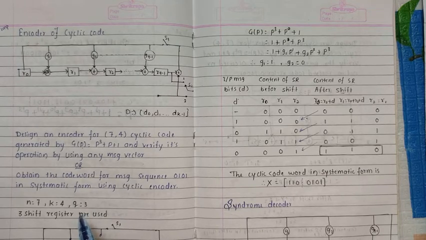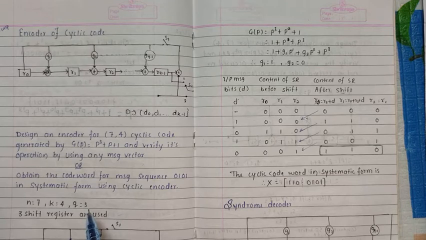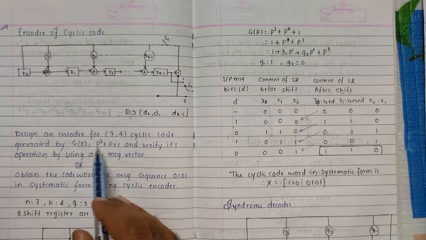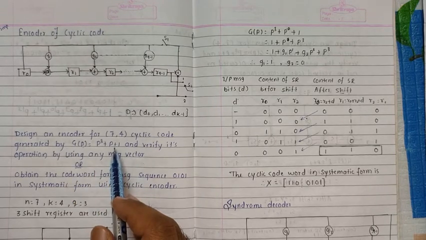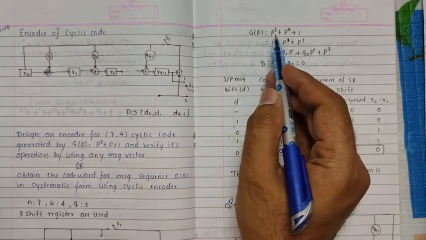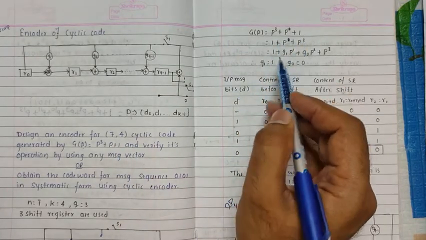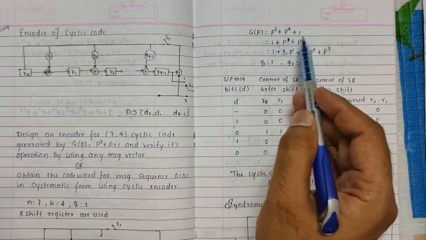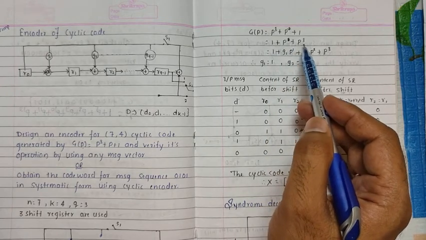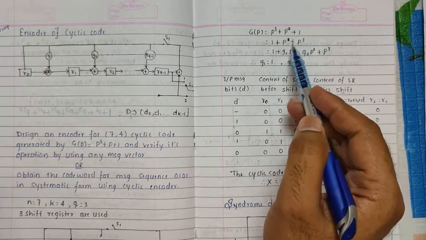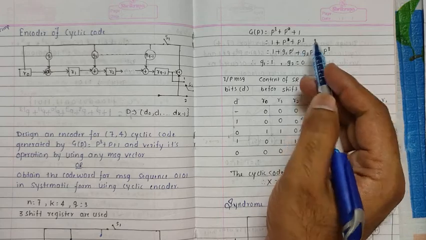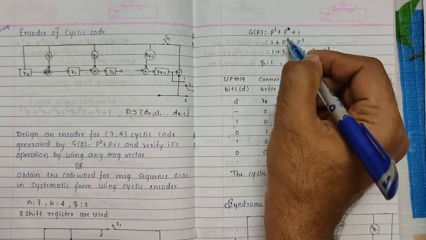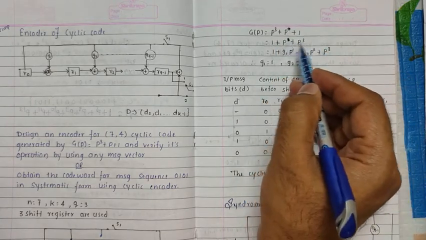Now let us look at the gain, because gain is very important. From where are we getting the gain? Obviously from the generator polynomial. The generator polynomial given is p^3 + p^2 + 1. We can write it in its ascending form: 1 + p + p^3. Actually it's not a power, it's p only. 1 + p + p^3.